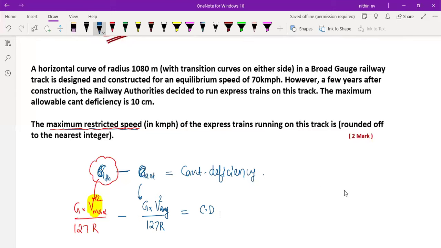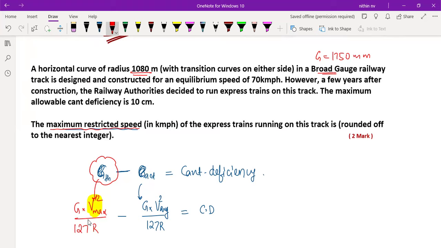And look at the data. What all data they have given? They have mentioned the radius of the curve, right? 1080 meter. It's a broad gauge railway track, which means by default we need to take G as 1750 mm. Already we have discussed that in another question. Suppose it was not given in the question, then also, I mean, in the previous question it was given in the data already, 1750 mm. Even if it was not given, we need to assume and substitute the value 1750 mm.